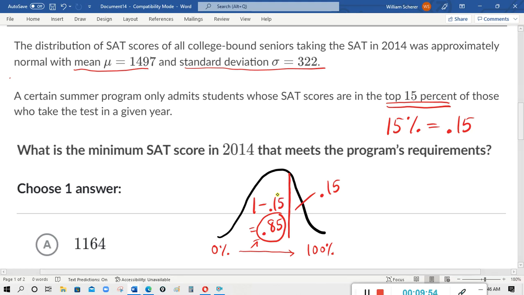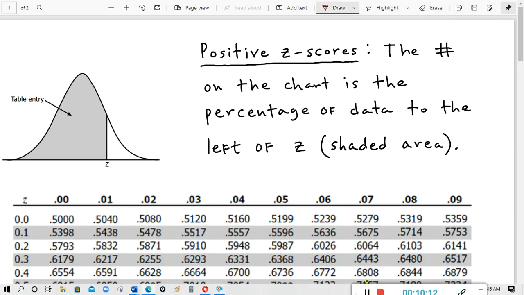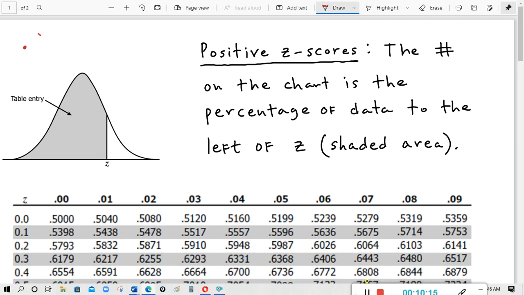And they want the minimum. So if we're looking at 15% and up, the minimum is just going to be this line right here. So we want to find the z-score for 0.85. Let's go to the table. We're looking for 0.85, and remember, the z-score table has 4 decimal places, so just add 2 zeros. So we're looking for 0.8500.